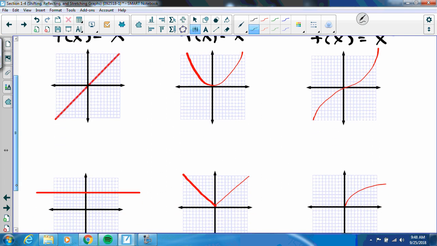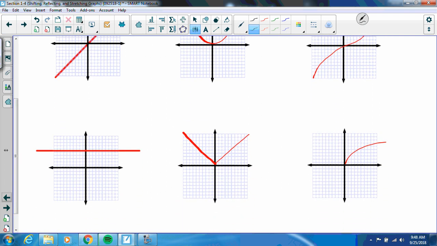If I go down here, now I got some funky ones. This is f of x equals c, where c is just some constant. And so, regardless of what x is, the function is always going to equal that constant. What do you think this guy is? What do you think, Zach? F of x equals what?